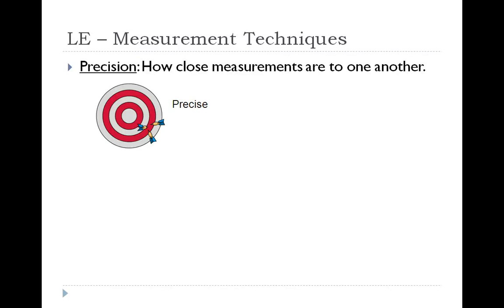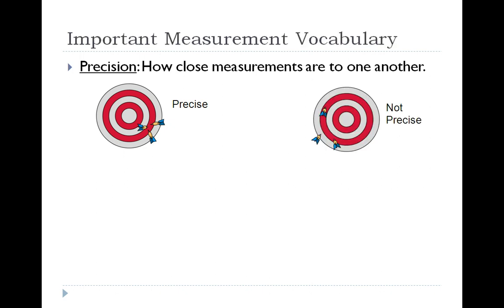I just wanted to review some measurement techniques that we'll need in this class to be successful. First off is precision. Precision is how close measurements are to one another. So if I kept making measurements on an electronic balance of the same object and they kept coming out exactly the same, that would be called precise. If those measurements were coming all over the place, then they'd be called not precise. So precision is how close measurements are to one another.